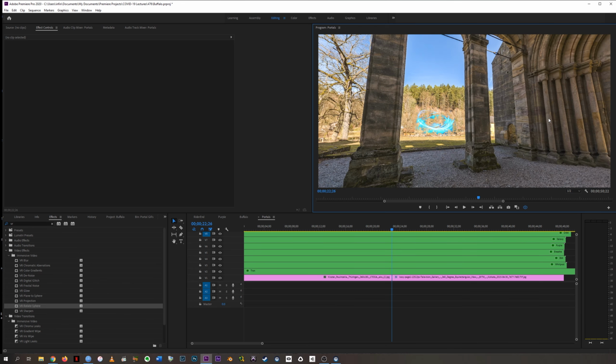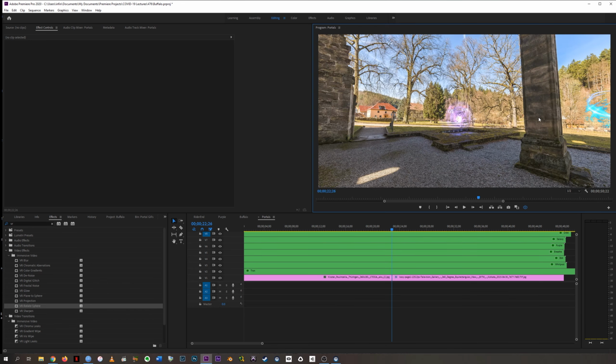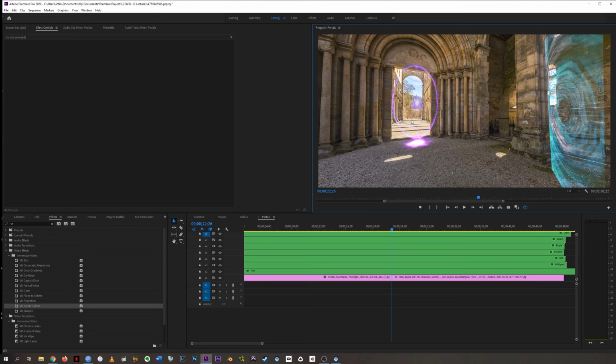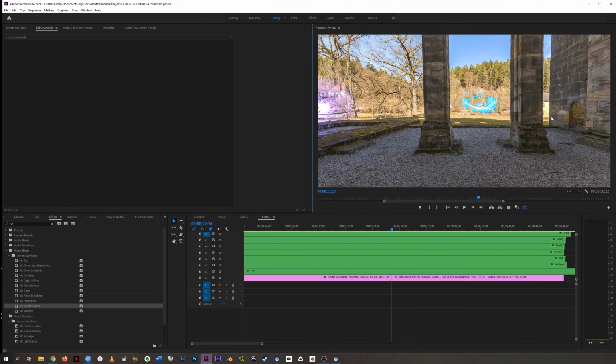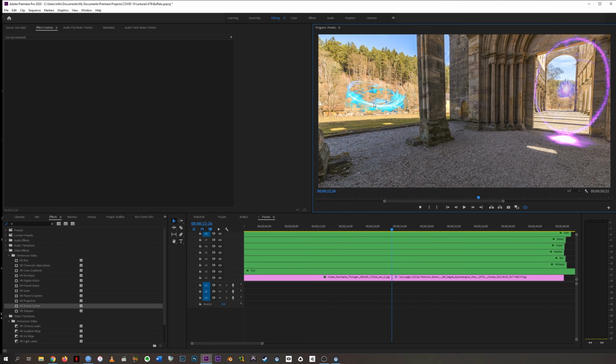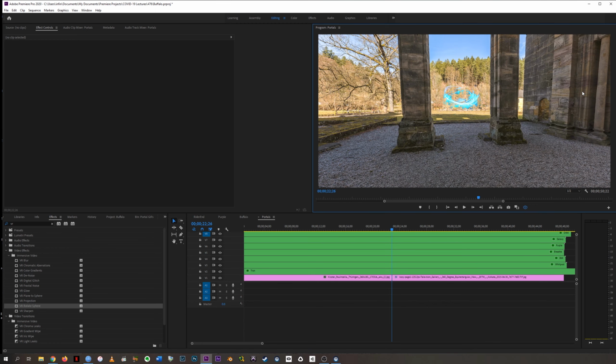So I would be willing to wager a small portion of my life savings that we're looking at one of these around here. And I think it's going to be, I honestly think it's going to be the purple one or this one, just because they're the brightest.